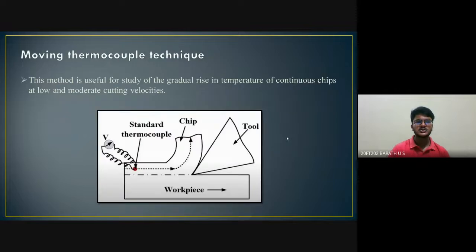The next one is the moving thermocouple technique. It is similar to the previous method. We fix a standard thermocouple in front of the tool and calculate the temperature there. This method is usually used for studying the gradual rise in temperature of continuous chips at low to moderate cutting velocity.